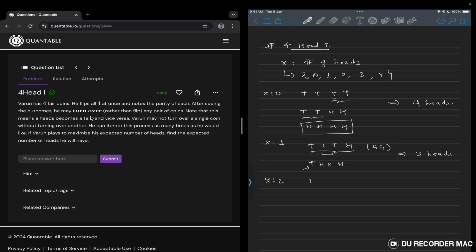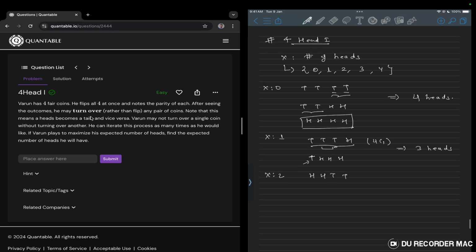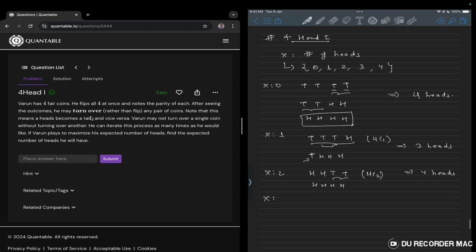For X equal to 2, heads, heads, tail, tail. Here I can simply pick these 2 tails and convert them into heads, and I'll be able to get 4 heads. Again, remember that this is just one scenario. There would be 4C2 scenarios for X equal to 2, because there are 6 ways I can get this combination of 2 heads and 2 tails. For X equal to 3, 3 heads and 1 tail, we can't do anything, because if we try to make this tail a head, another head will become tail. So the maximum we can get here is 3. And in case of X equal to 4, we simply don't have to do anything.